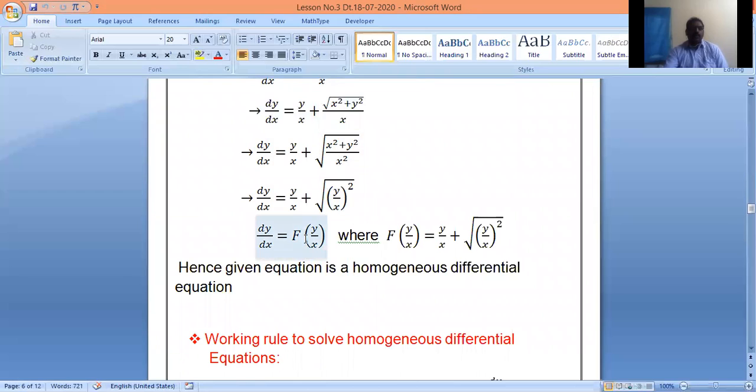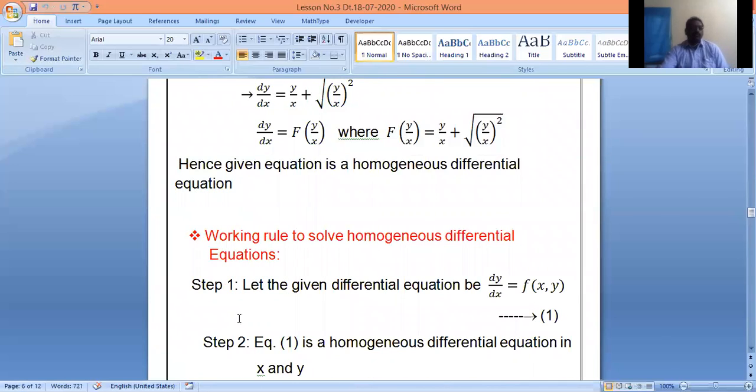This is in the form of f of y by x. Therefore, dy by dx is equal to f of y by x, where f of y by x is equal to y by x plus under root of y by x whole square plus 1. Hence, the given equation is a homogeneous differential equation, since here f of x comma y is a homogeneous function of degree 0. That's why we call this equation a homogeneous differential equation.